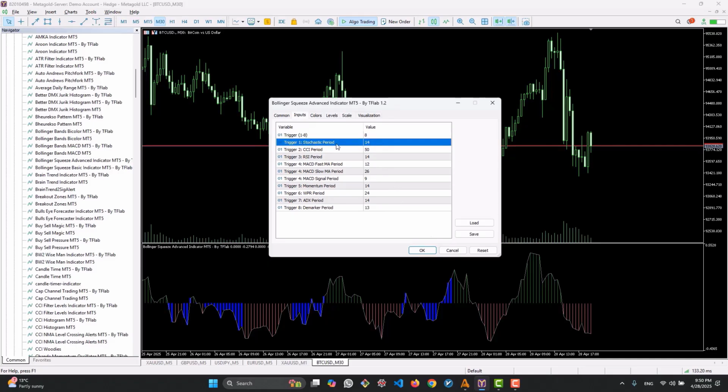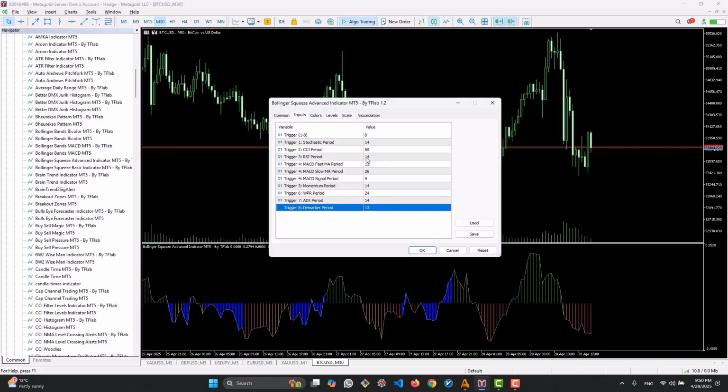and then for each of these indicators, we can specify their period here. For example, for Stochastic, for CCI, for RSI, and for MACD, we can set 3 parameters. For the momentum indicator, we can specify its period. For Williams percent range, we can also set its period, ADX, and also demarker.